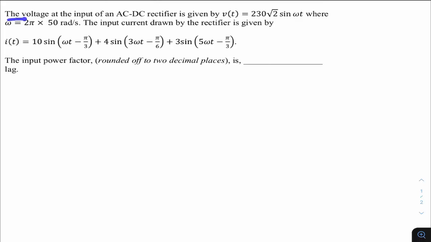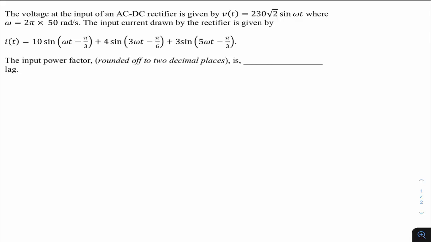The question is: the voltage at the input of an AC-DC rectifier is given by Vt equals 230 root 2 sin omega t, where omega is 2 pi into 50 radian per second. The input current drawn by the rectifier is given by this expression. The input power factor is dash in the lagging form. This is a standard model question which was already asked in GATE 2011 also.